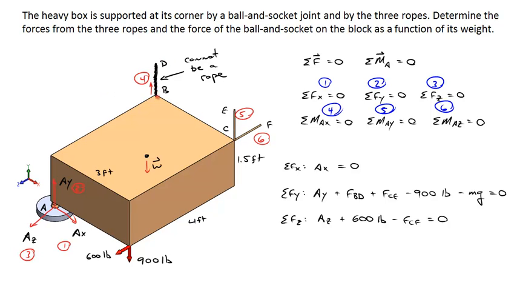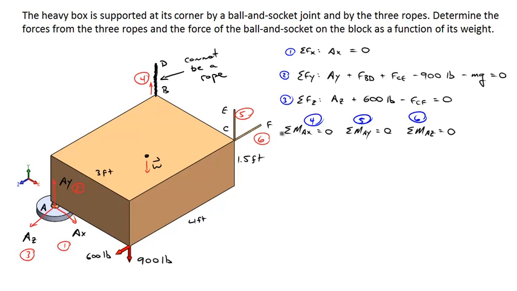The sum of forces in the y direction, the vertical: we've got AY acting upward. We've got the force of BD acting upwards, assuming that it's under tension. We'll find that it's not; it's actually under compression. We've got FCE acting upwards, and we've got this downward force of 900 pounds, and we've got weight also acting downwards. In the z direction, I've got, again, the constraint AZ. I've got a 600-pound force, and I've got the force of this rope CF acting in the negative direction.